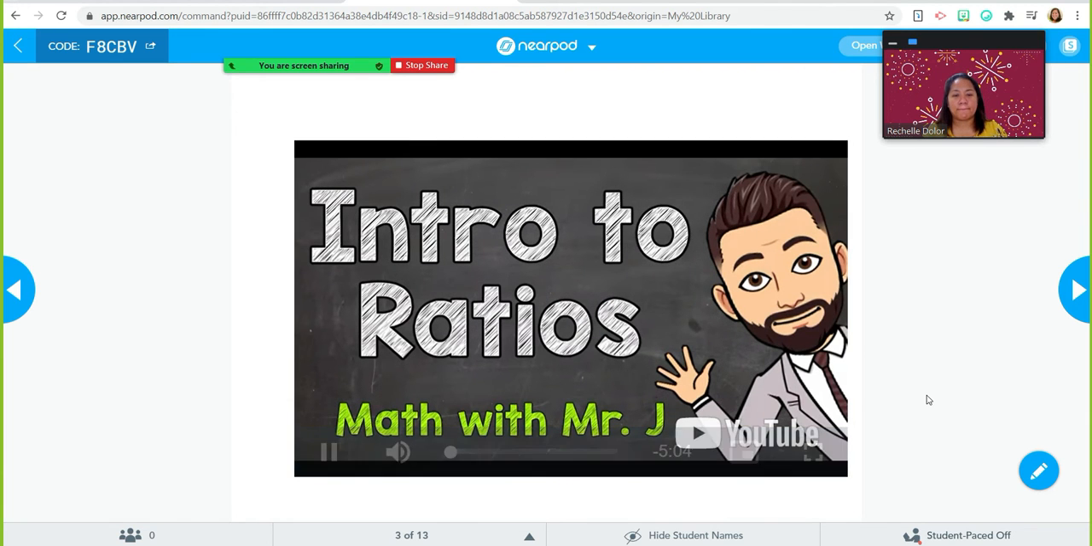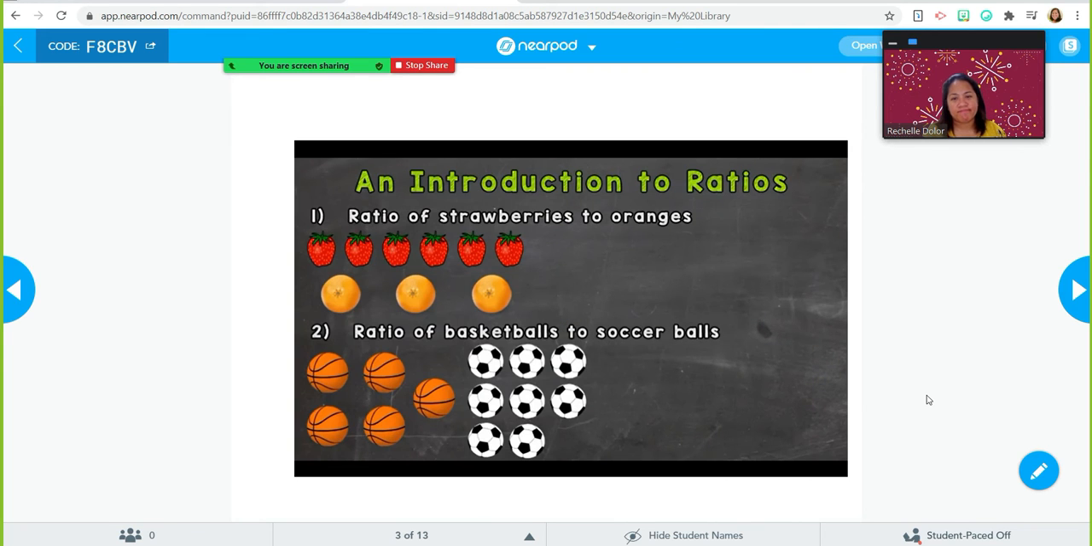Welcome to Math with Mr. J. So here we are at the introduction to ratios. So we're going to go through the basics of ratios, how we write out ratios, and just talk about what a ratio is. And as you can see, there are 2 numbers on your screen. We have the top problem, ratio problem, with strawberries and oranges, and then the bottom with basketballs and soccer balls.